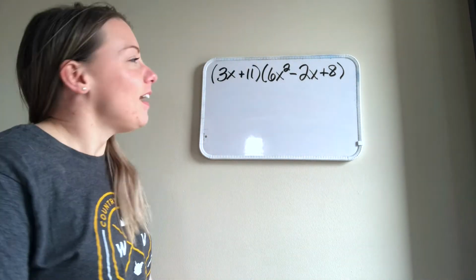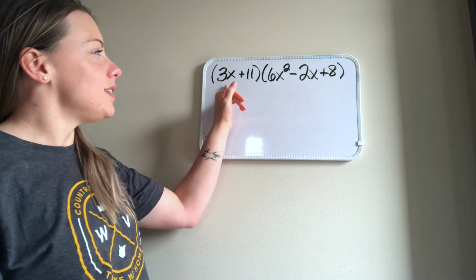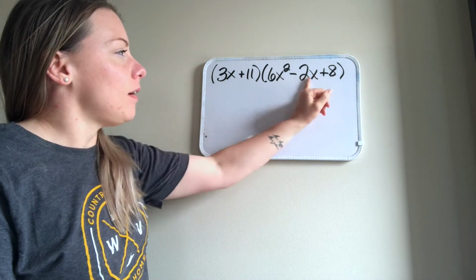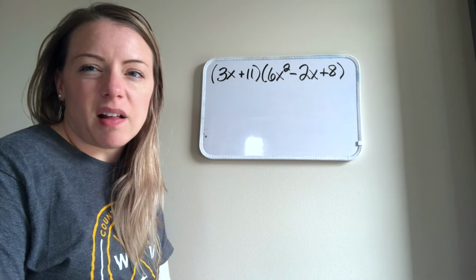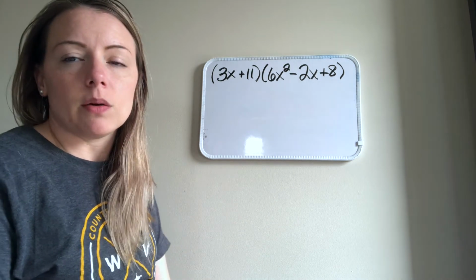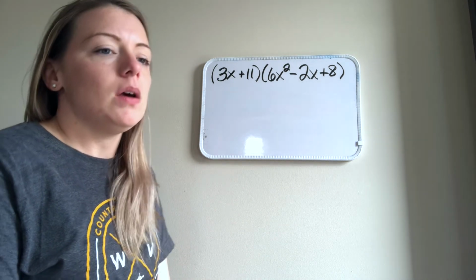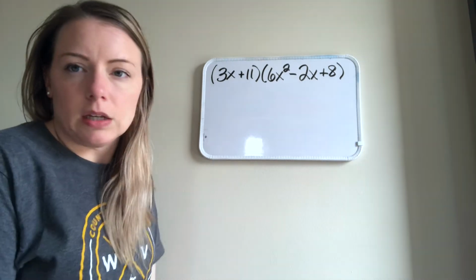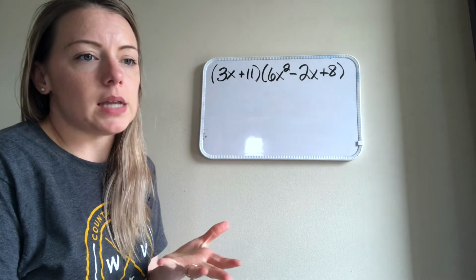So in this problem, we can see that I have 2 terms, and then I have 3 terms in this next polynomial, which means I have a binomial multiplied by a trinomial. So in your notes, I gave you 4 steps, and it's the same 4 steps that you just did. You just didn't know it was broken up into steps.